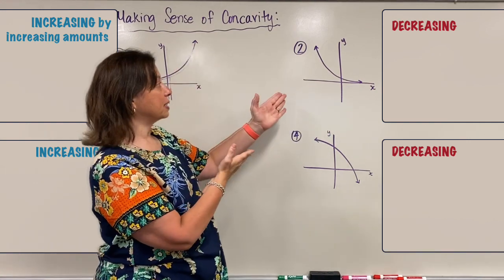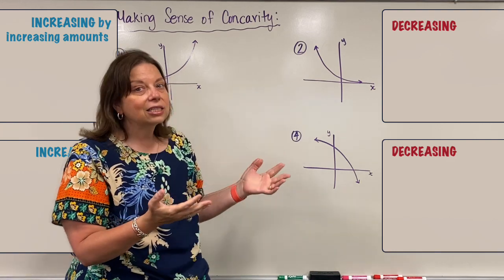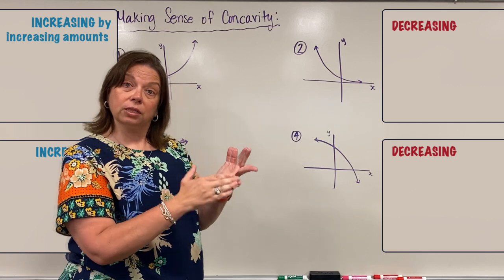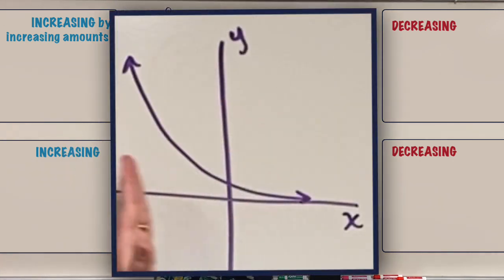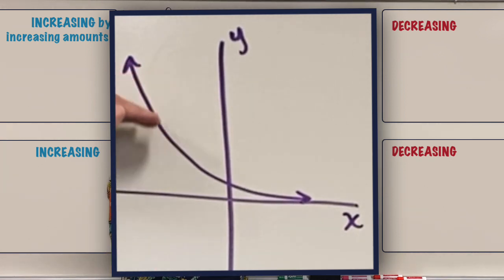Now contrast that with graph 2 over here. We said previously that this function was decreasing, but again, the question is, is it decreasing by increasing amounts, decreasing amounts, or perhaps constant amounts? Again, as I imagine flowing left to right on this graph, as X is getting larger, how are those Y values changing? We know the Y values are decreasing, but the question again is how?